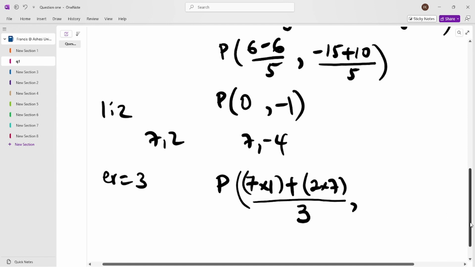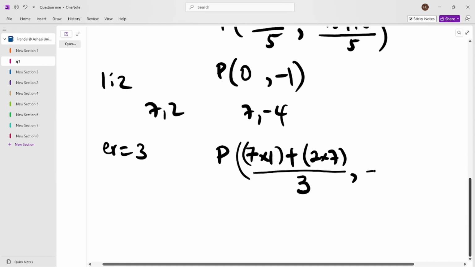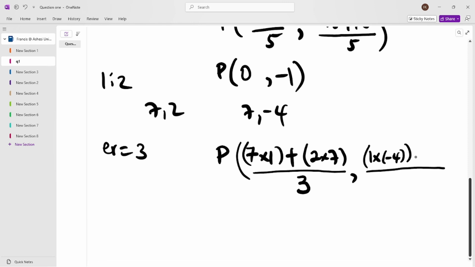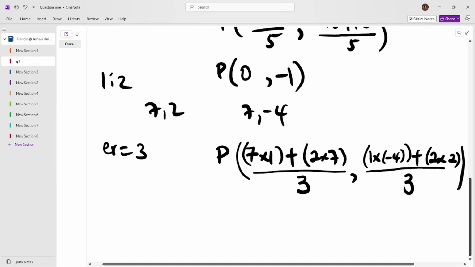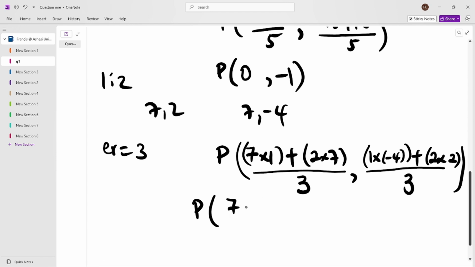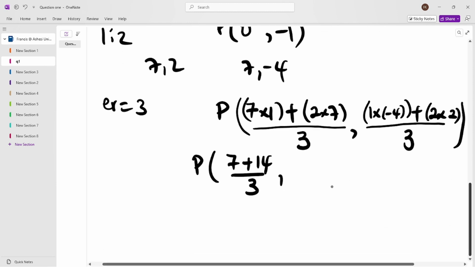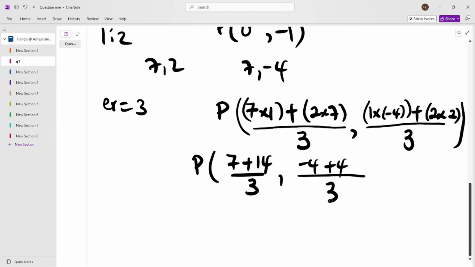Comma, 1 times -4 plus 2 times 2. 2 times 2, 1 times -4, all over 3. Okay. So our P is what? 7 plus 14, all over 3, comma, -4 plus 4, all over 3.